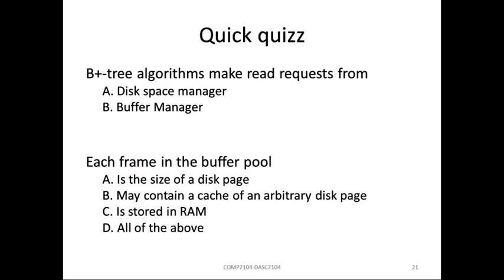Each frame in the buffer pool is the size of a disk page, may contain a cache of an arbitrary disk page, is stored in main memory, all of the above. Of course, all of the above. Each frame can accommodate a disk page and may contain at any moment an arbitrary disk page, and is of course part of the main memory.